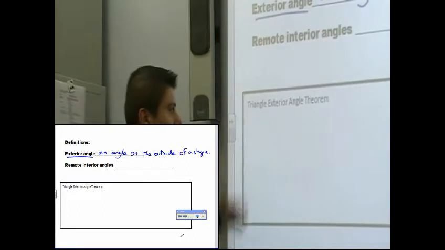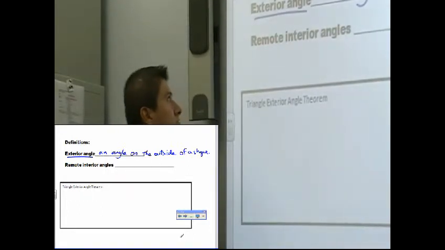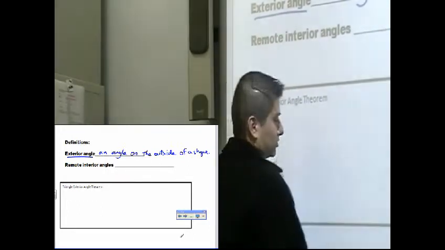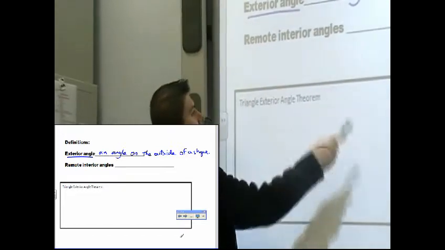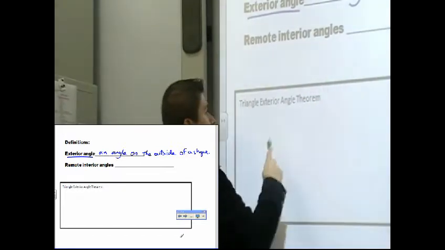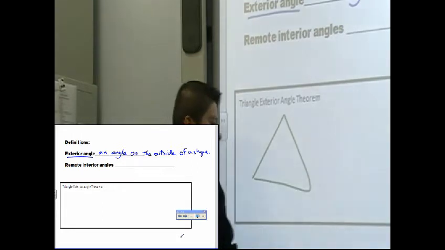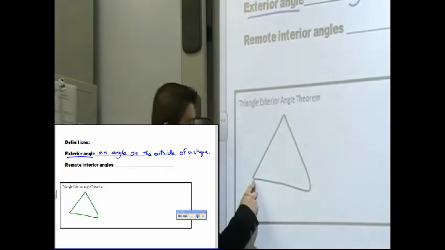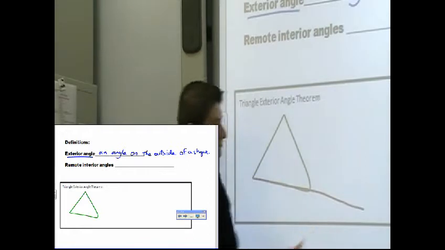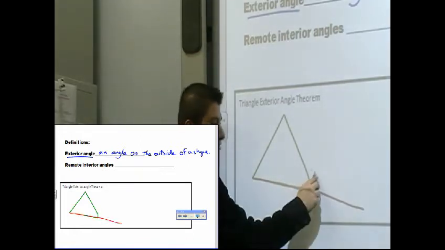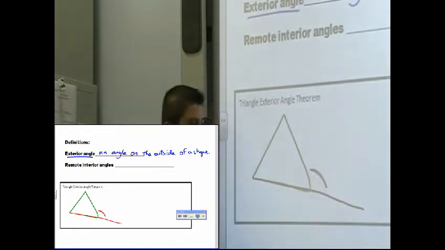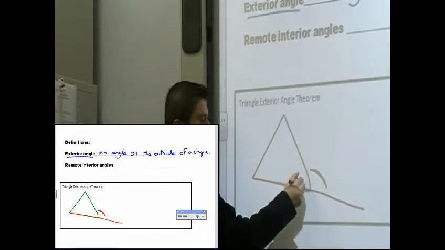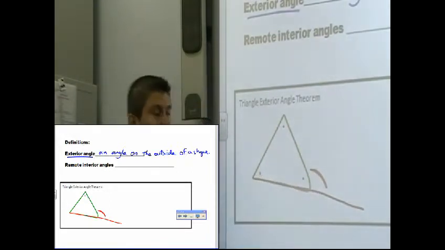So, for example, if I want to draw an exterior angle, let me draw a triangle here. If I extend one of these lines, then the outside, this angle right here, that's the exterior angle. It's not in the triangle, it's outside of the triangle, therefore it's called an exterior angle.